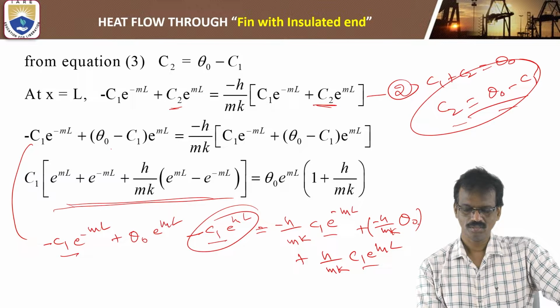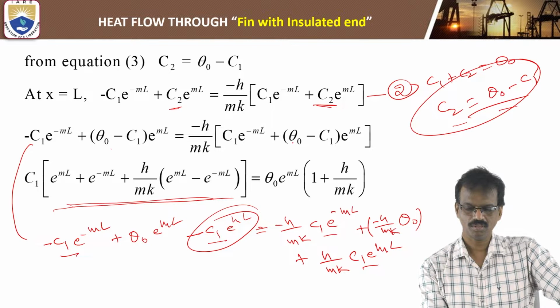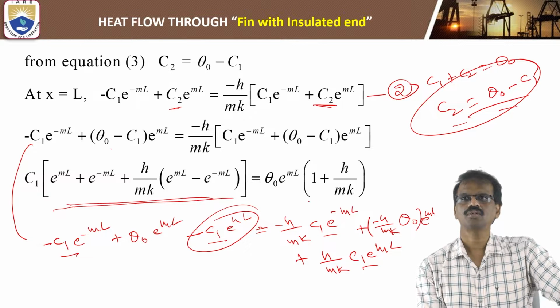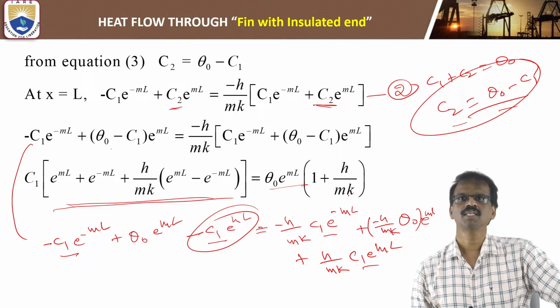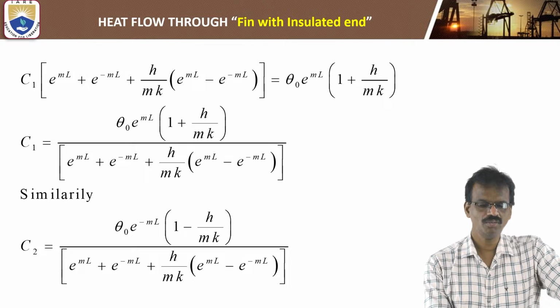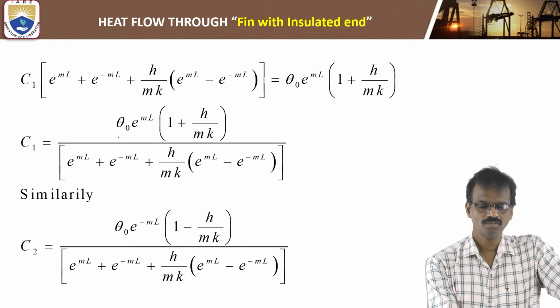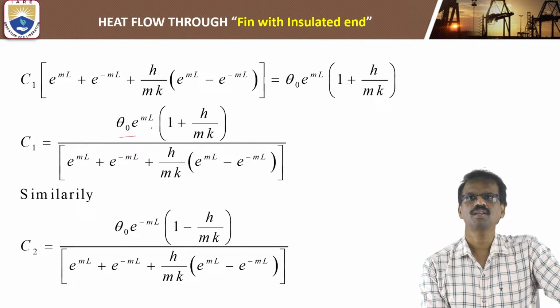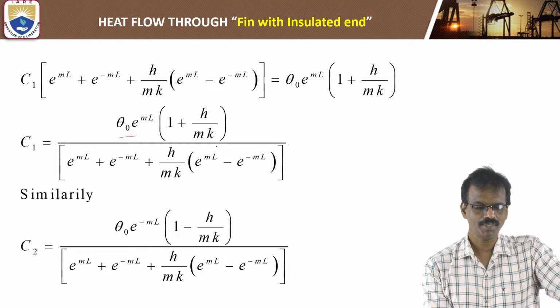So here is the common term. You can take theta naught e to the power of ml common, then you will get the 1 plus h by mk. So this is the term. Then C1 is equal to theta naught e to the power of ml into 1 plus h by mk, divided by the total term. This is the total term.